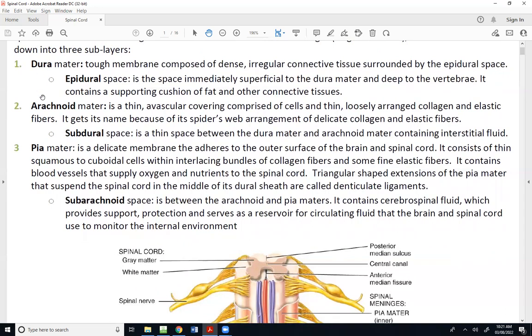And then the first word describes a feature of that meninge. The dura mater is actually going to translate to mean tough mother. Think dura for durable, very tough. A tough membrane composed of dense, irregular connective tissue, and it is surrounded by what's called the epidural space. Let's talk about the epidural space. This is the space immediately superficial to the dura mater and just deep to the vertebrae, where you find a supporting cushion of fat and other connective tissues.